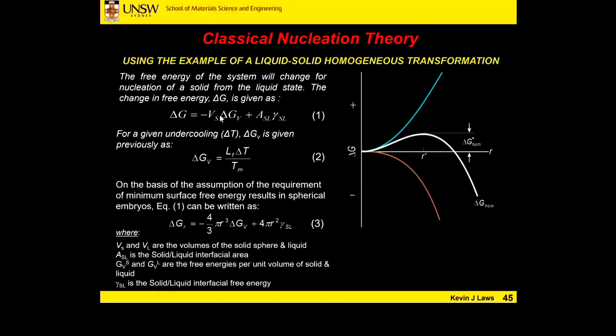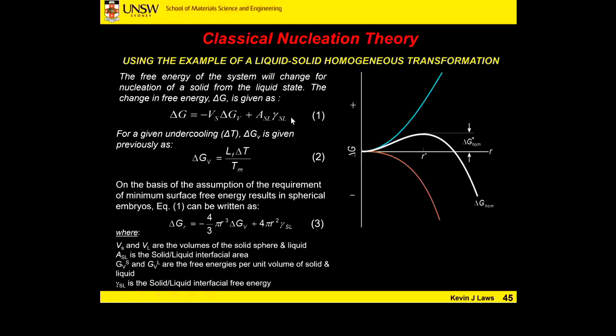We're also then multiplying by delta GV, right? So this is the difference between the free energy of the solid and the liquid per unit volume. So this is our free energy factor associated with the volume. Plus this other factor. Now this factor here is associated with the surface area of the solid particle that's starting to form. And it's multiplied by our gamma SL. And this is the solid-liquid interfacial free energy.